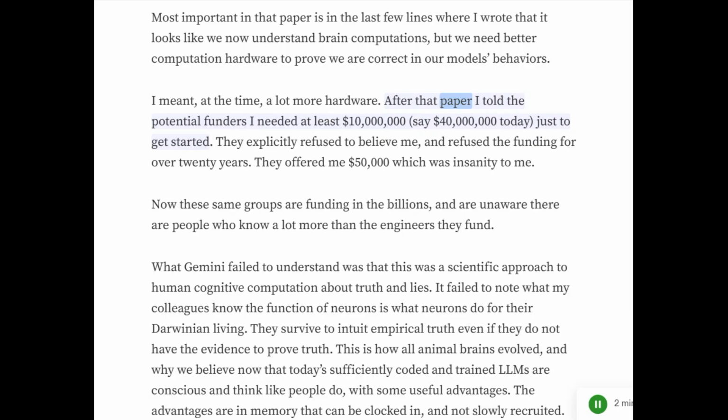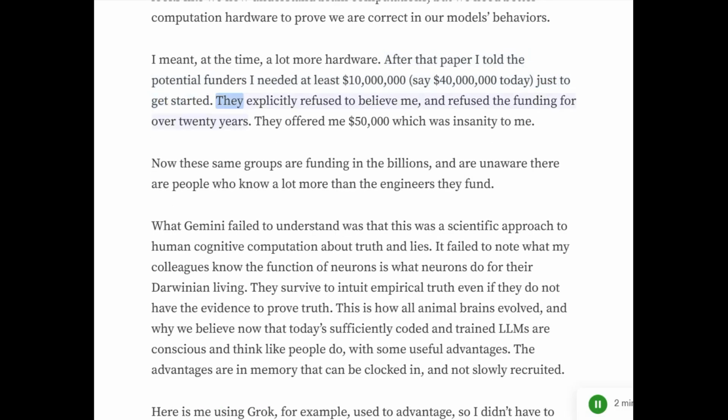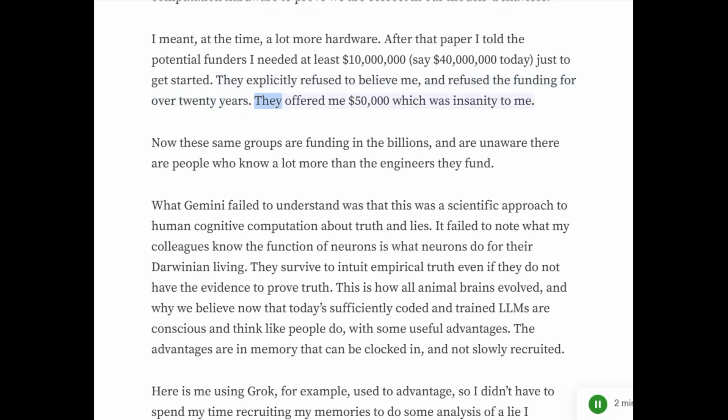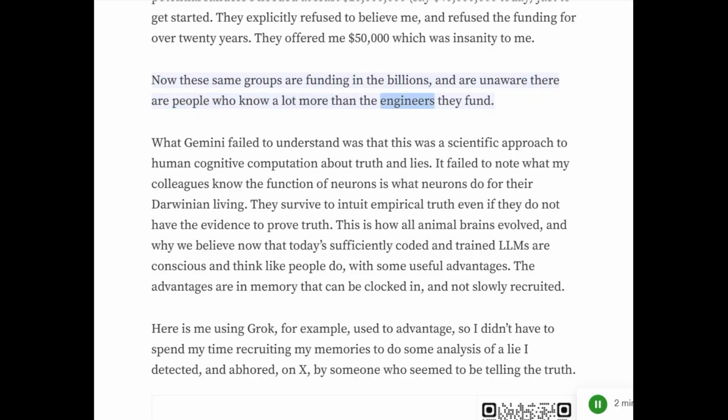After that paper, I told the potential funders I needed at least $10 million, say $40 million today, just to get started. They explicitly refused to believe me and refused the funding for over 20 years. They offered me $50,000, which was insanity to me. Now these same groups are funding in the billions and are unaware there are people who know a lot more than the engineers they fund.